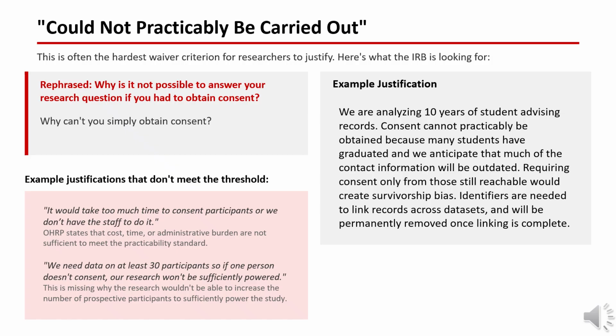Here are 2 examples that don't meet the threshold. The first example, we don't have the staff or time to consent participants. The regulatory bodies are explicit that cost, time, or administrative burden are not sufficient reasons to waive this criteria in and of themselves. The second, we need the data of at least 30 participants. So if one person doesn't consent, our research won't be sufficiently powered. This is missing why the research can't increase the number of prospective participants that they consent to power the study adequately. So it doesn't meet the threshold.